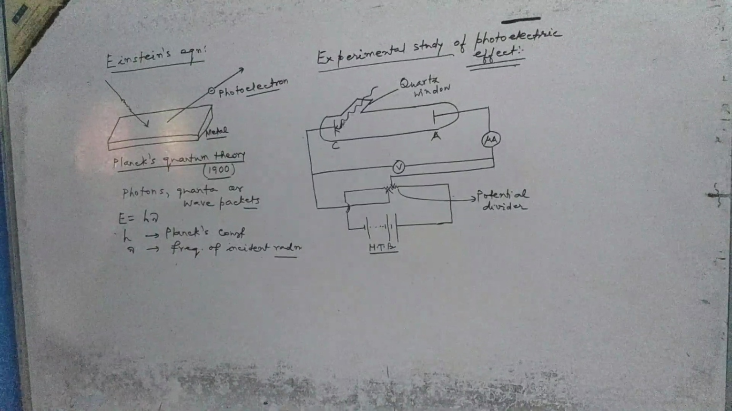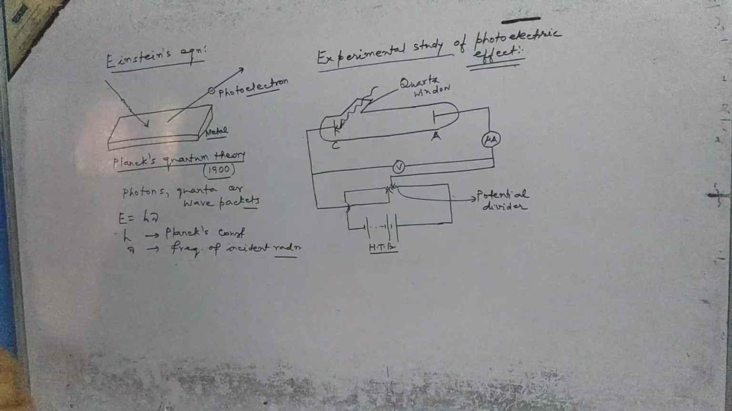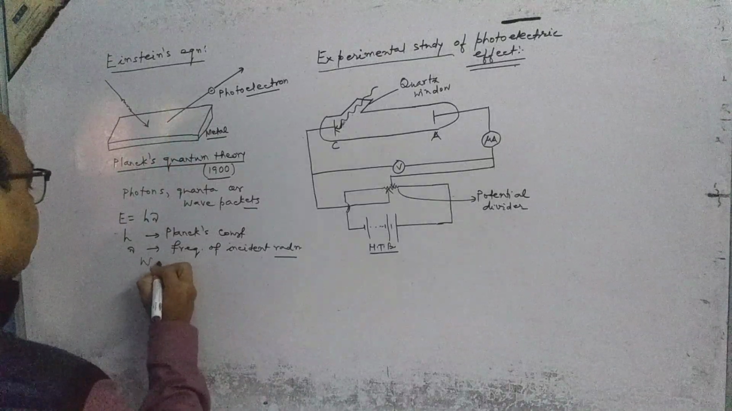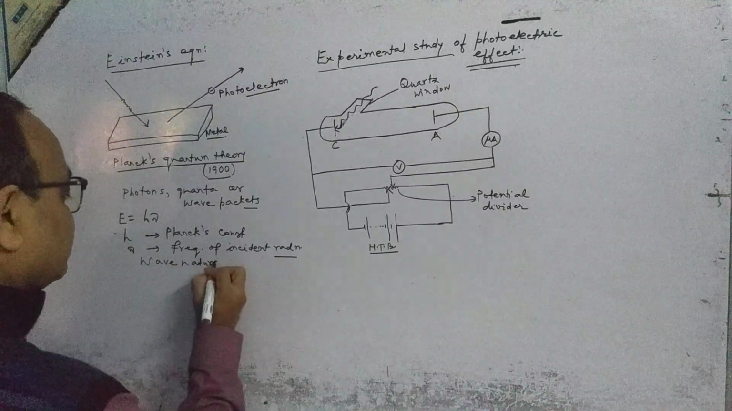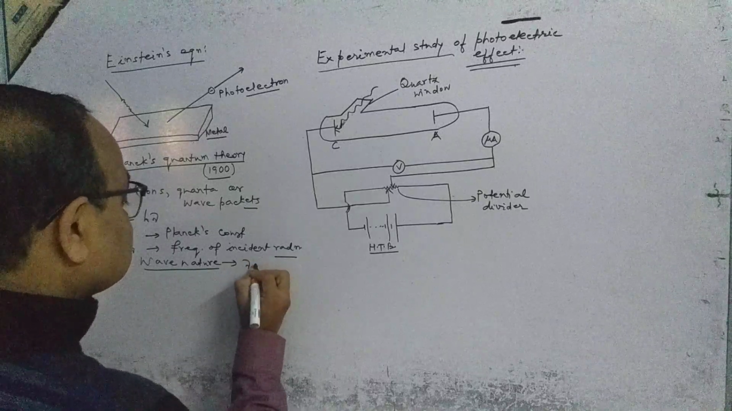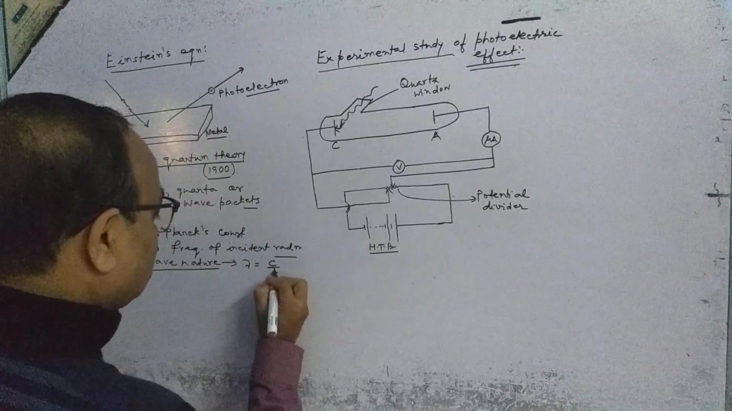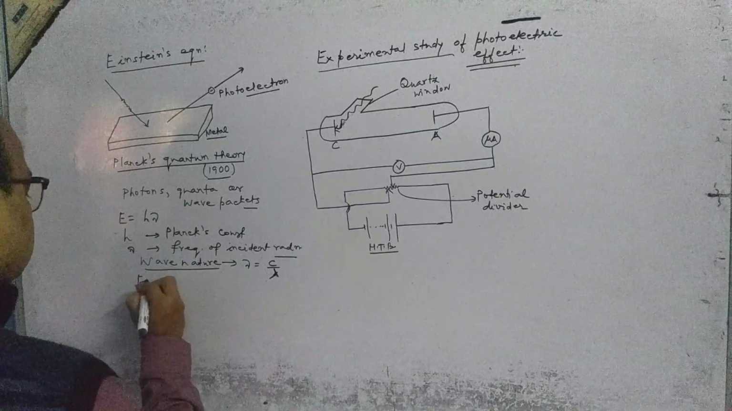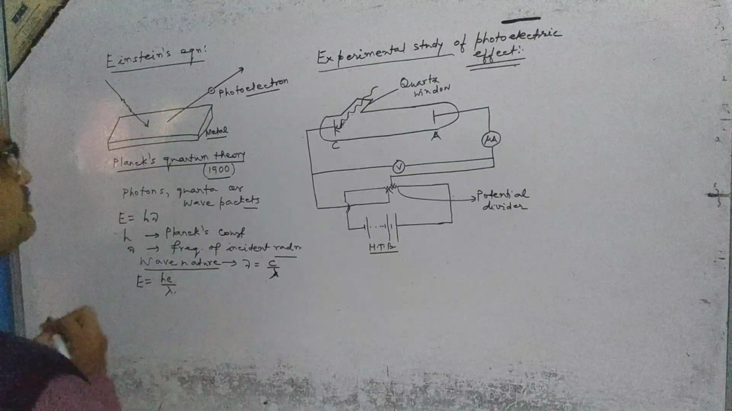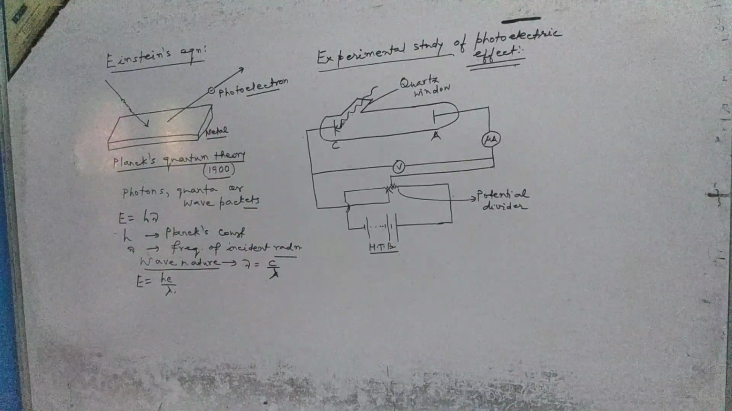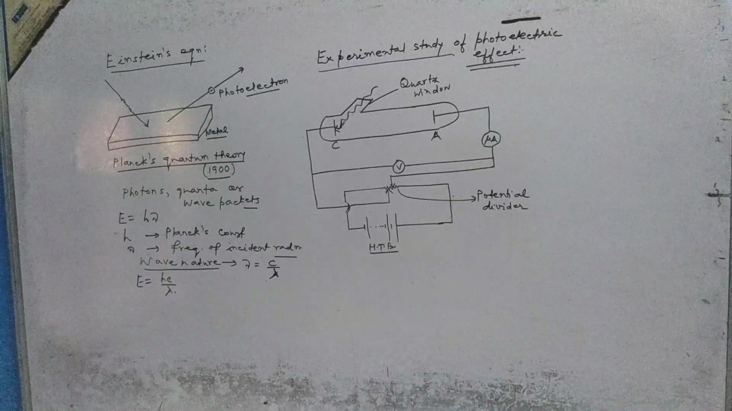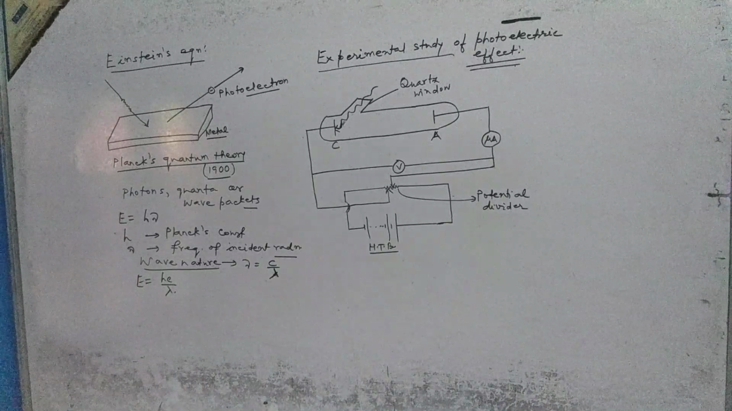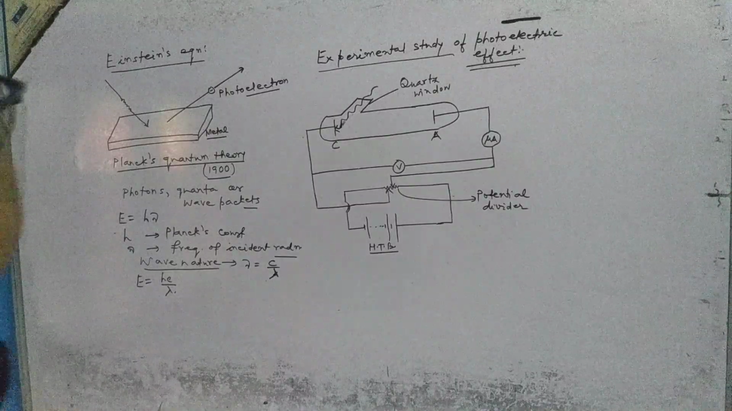Since this radiation has a wave nature, the wave nature of radiation says nu is equal to c by lambda. All of us know, frequency is equal to speed by wavelength. So it can also be written as E is equal to h c by lambda. This is Planck's quantum theory. From this we get these two expressions for the energy of the radiation.